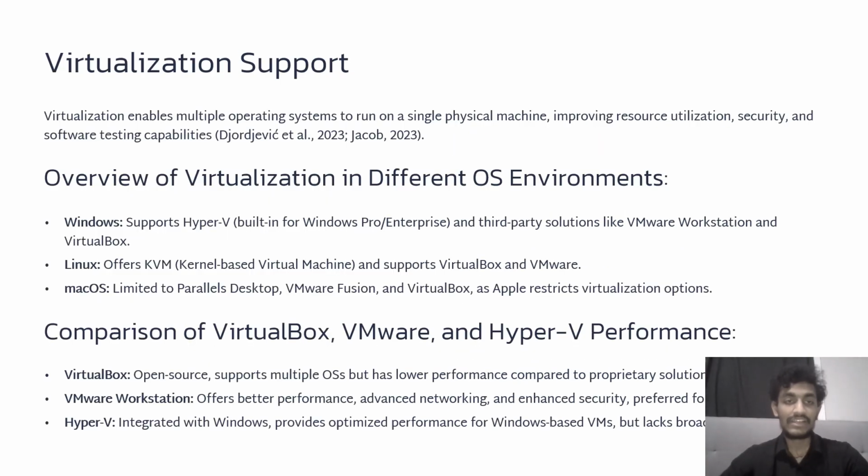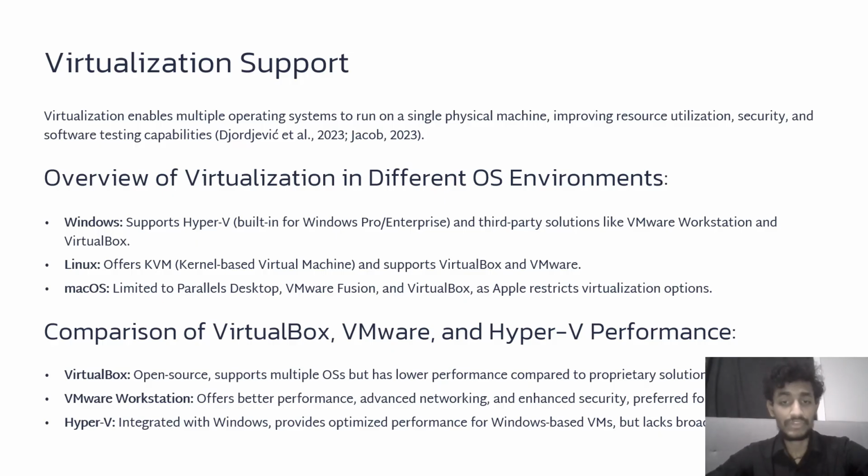Virtualization support. Virtualization enables multiple operating systems to run on a single physical machine, improving resource utilization, security, and software testing compatibilities. Overview of virtualization in different operating system environments. Windows supports Hyper-V, built in for Windows Pro and Enterprise, and third-party solutions like VMware Workstation and VirtualBox. Linux offers KVM, kernel-based virtual machine, and supports VirtualBox and VMware. macOS is limited to Parallels Desktop, VMware Fusion, and VirtualBox, as Apple restricts virtualization options.